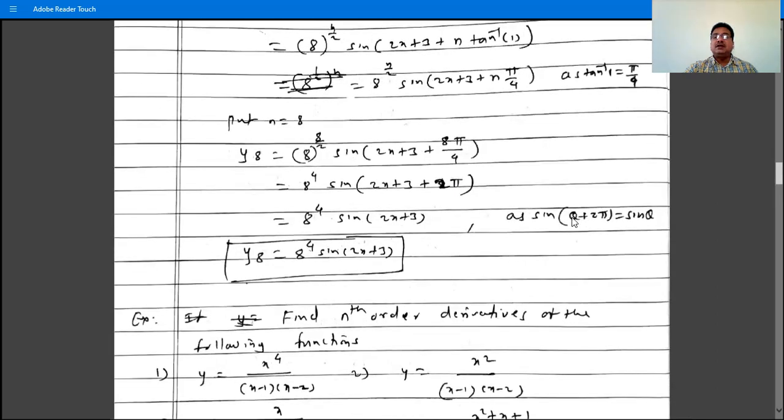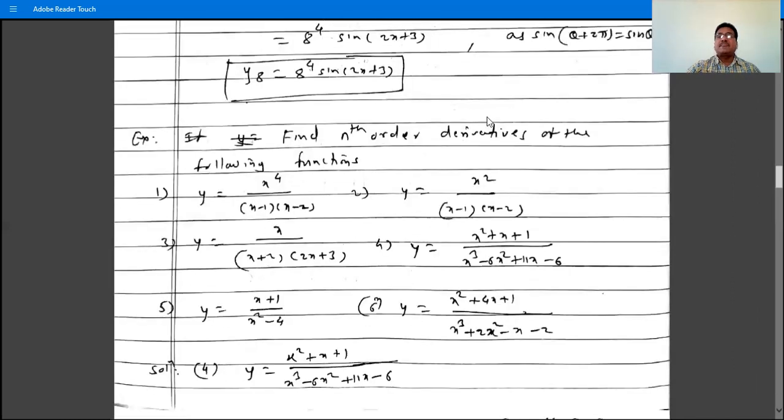And sin theta plus 2 pi is sin theta. So sin of 2x plus 3 plus 2 pi is sin 2x plus 3 only. So 8 raised to 4 sin 2x plus 3. So y8 is what? Right here, the missing term, e raised to 2x. So y8 is 8 raised to 4 e raised to 2x sin 2x plus 3. So this is the final answer.